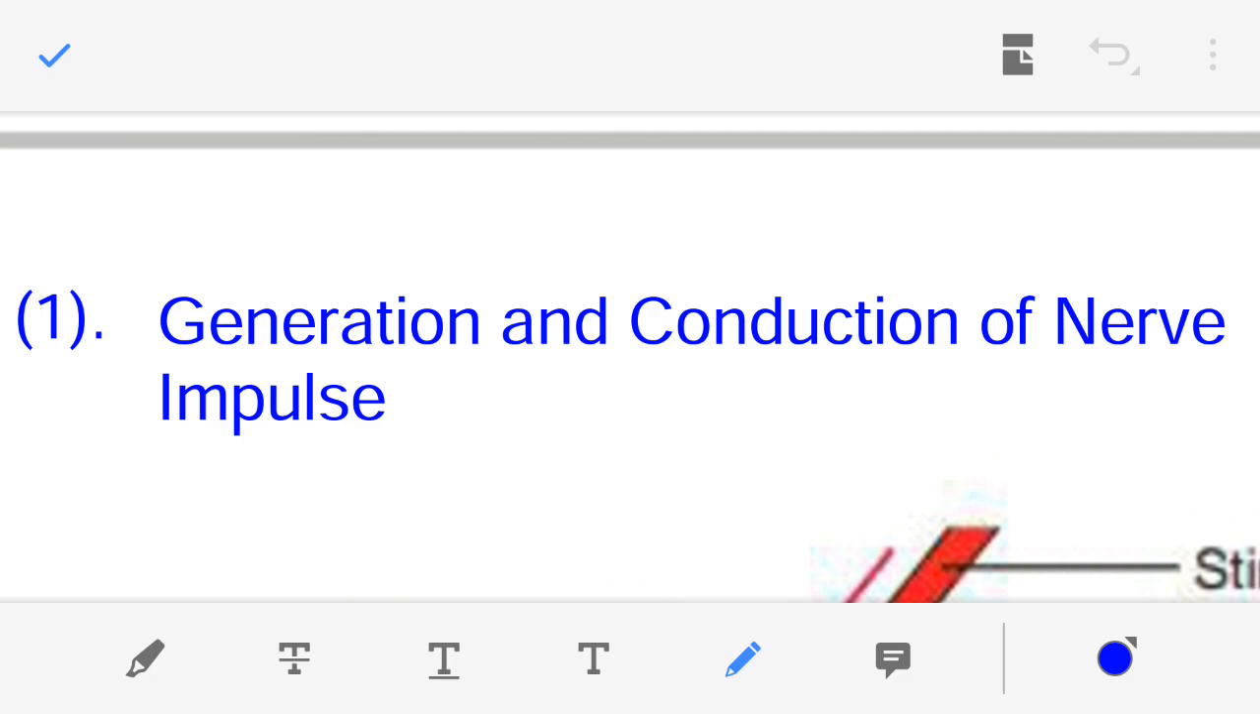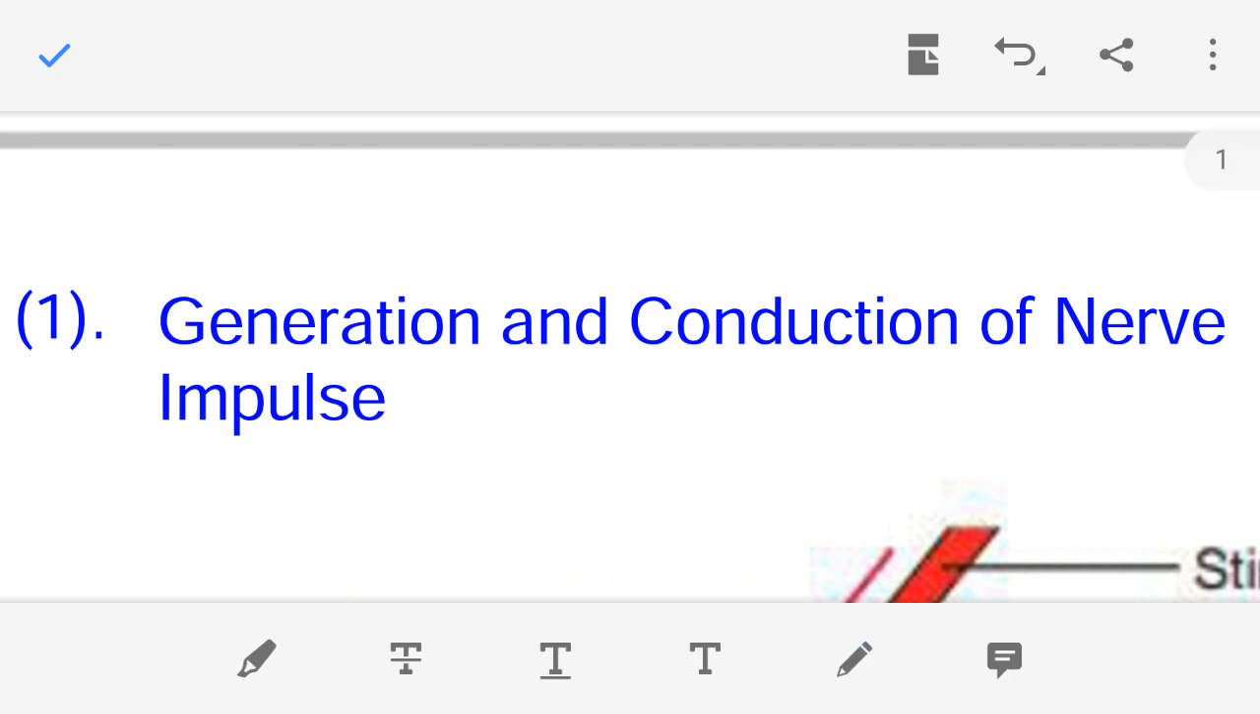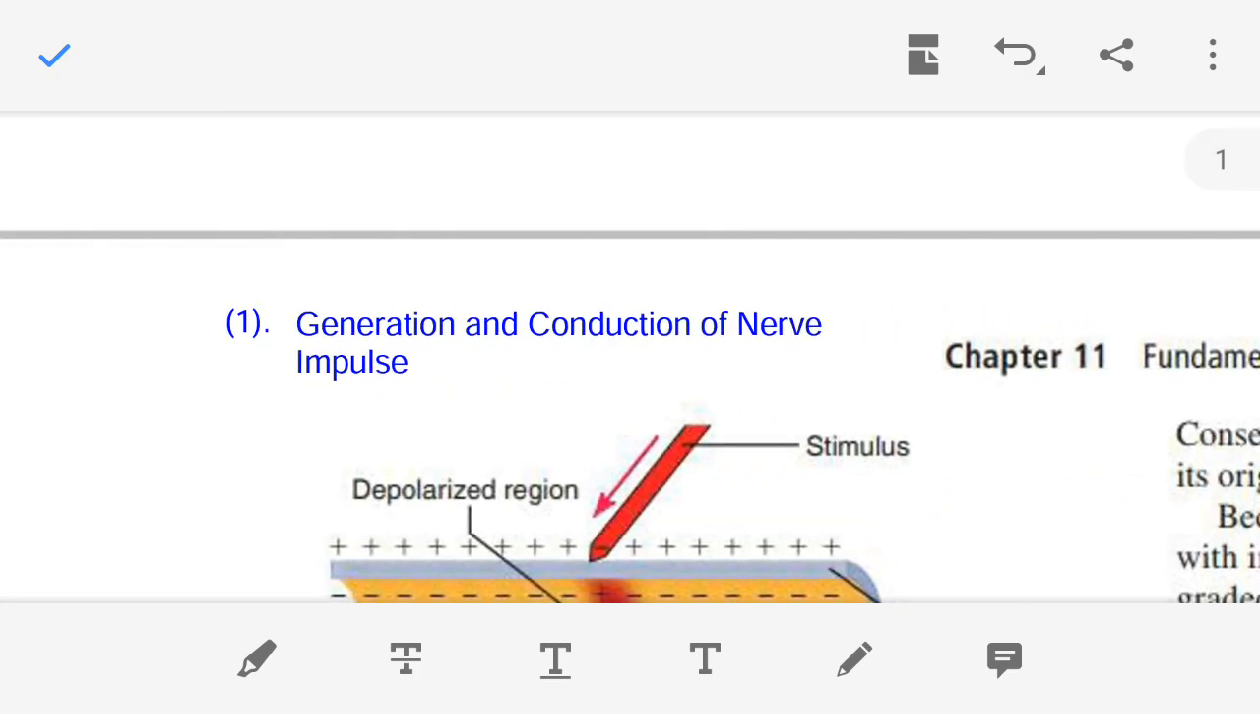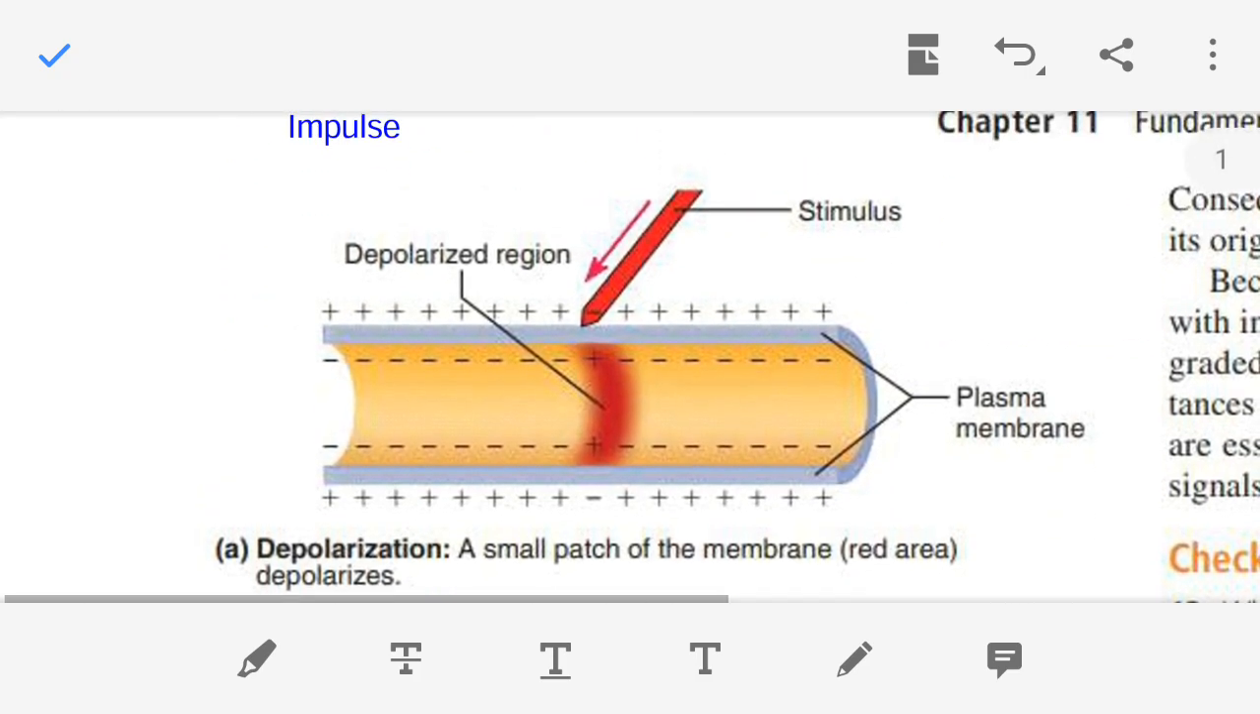I welcome you to the presentation lecture on generation and conduction of nerve impulse. Now, in this lecture, we are going to discuss how the nerve impulse is generated. That is the first part of our discussion, and in the second part, we are going to discuss how the generated nerve impulse is conducted inside the neuron. Okay, so how the nerve impulse propagates throughout the plasma membrane of the axon.